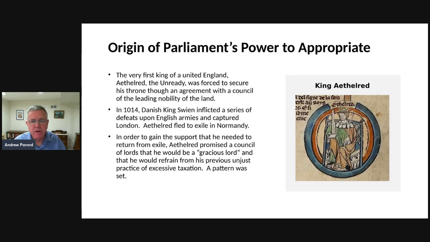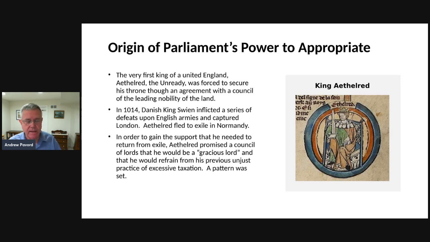So it began at the very, very beginning. The very first king of the United England, Ethelred the Unready, you got to love that name, was forced to secure his throne through an agreement with a council of the leading nobilities of the land. And it was because of military necessity, because in 1014, the Danish king Sweyn inflicted a series of defeats on the English armies and captured London. So Ethelred fled to exile in Normandy.